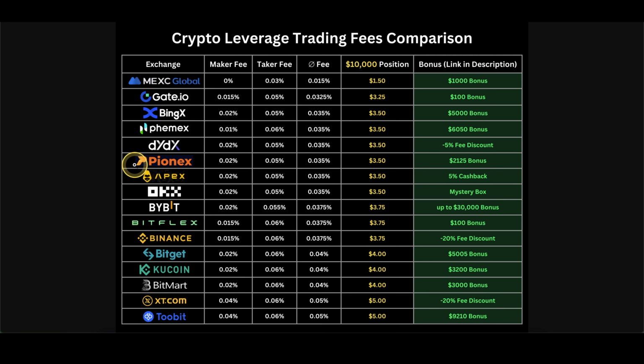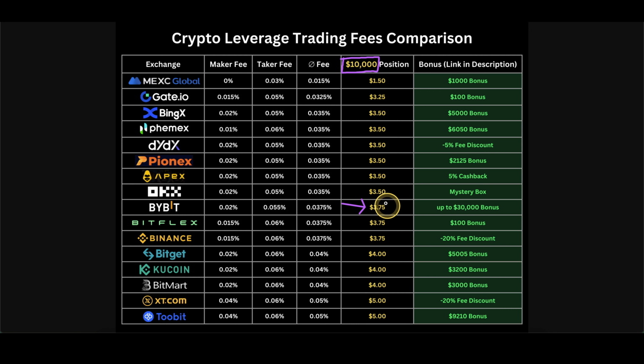Let's take a look at the comparison to other exchanges. You can see Bybit stands right here, pretty much in the middle. You have the 0.02 and the 0.055% fee. I also calculated the average for you, which is 0.0375%. And also, for example, if you use a $10,000 position, you would have to pay a $3.75 order fee.